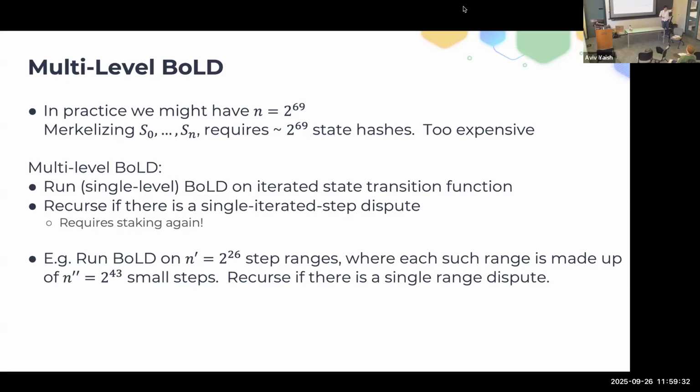And then what happens if we get to the one-step proof level? That means we disagree on a chunk of states, which are disputed. So we recurse and do one single level BoLD just on that step range. For example, if n was 2 to the 69, we can run BoLD on n prime equal to 2 to the 26, which is maybe feasible to compute a Merkle tree, where each such range represents 2 to the 43 small steps. And if we get to the one-step proof level, then we run one single level BoLD on that 2 to the 43 disputed range.